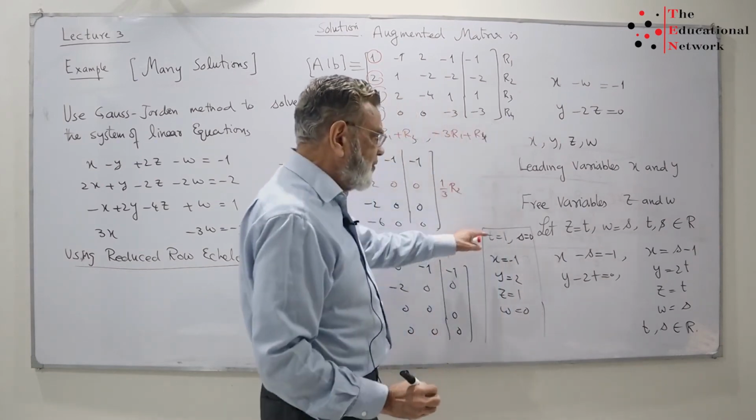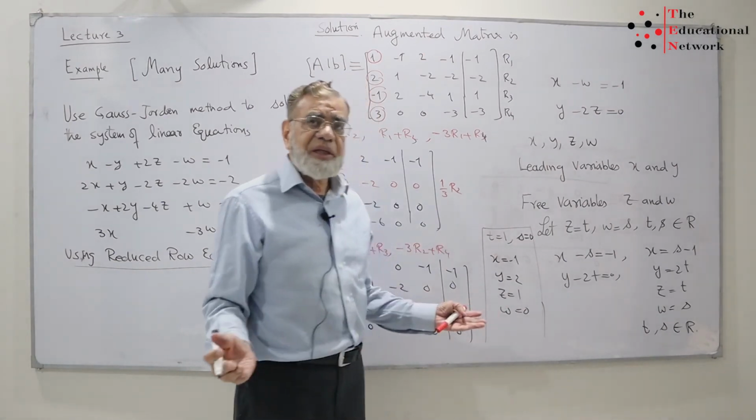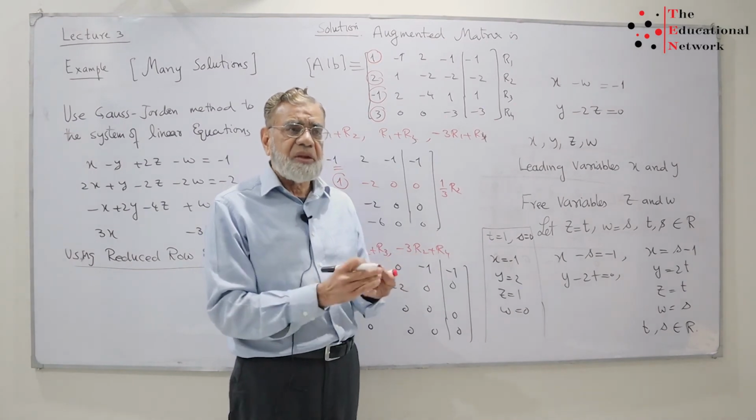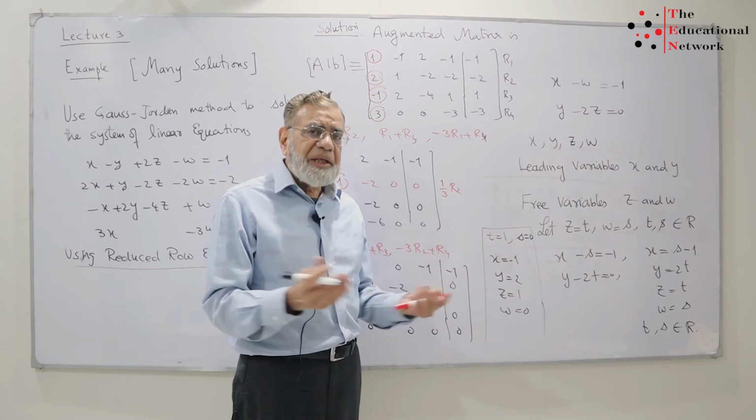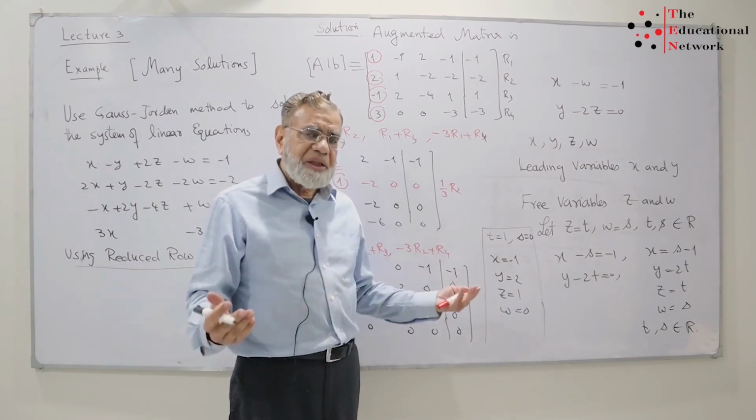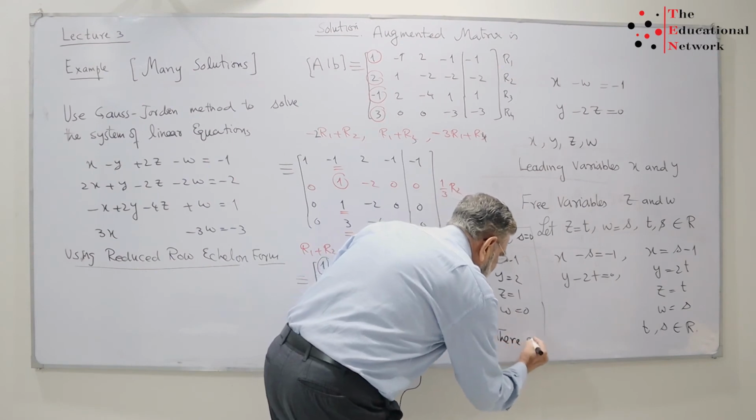So for each value of t and s, I'll get a solution. We can have infinite number of values of t and s. We can take t equal to 1, s equal to 2, t equal to minus 1, s equal to minus 2, t is 1 by 2, s is any real number. So we are having many solutions. So we say there are infinitely many solutions.